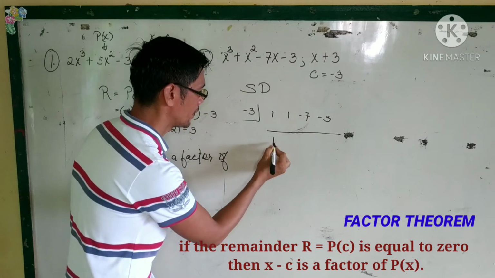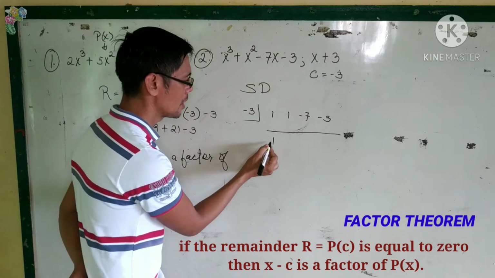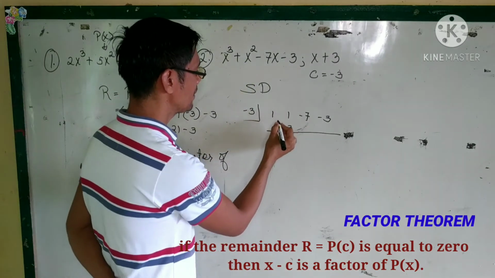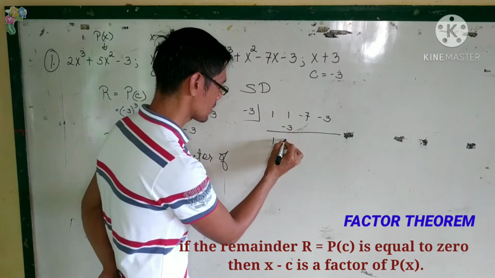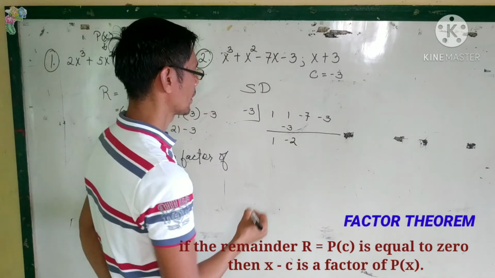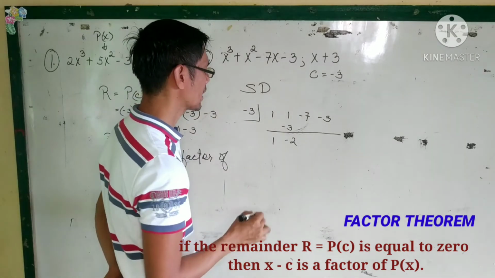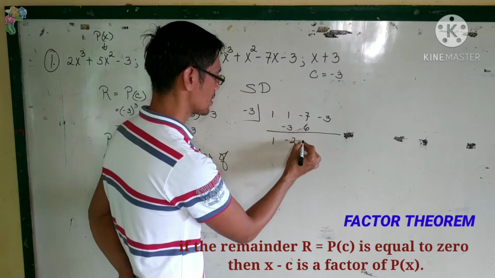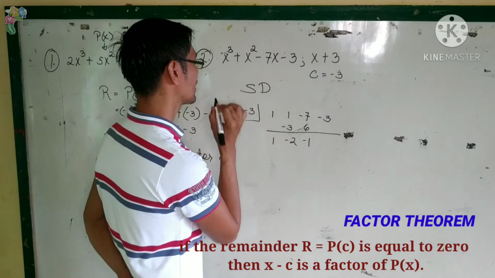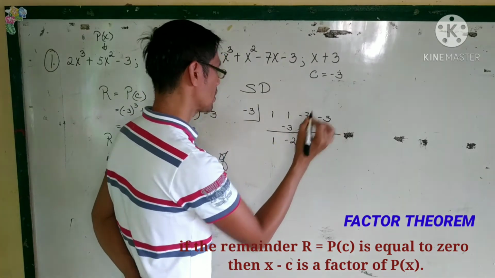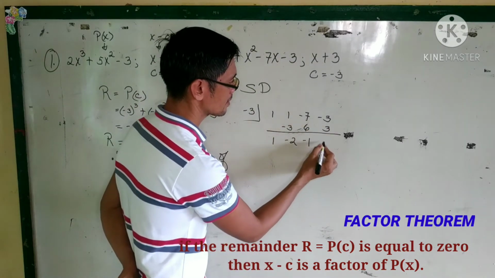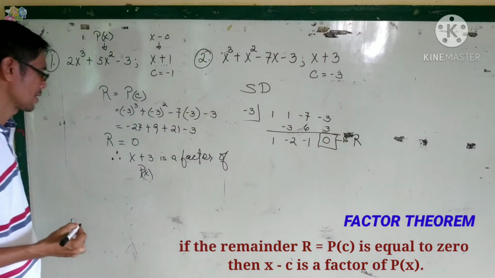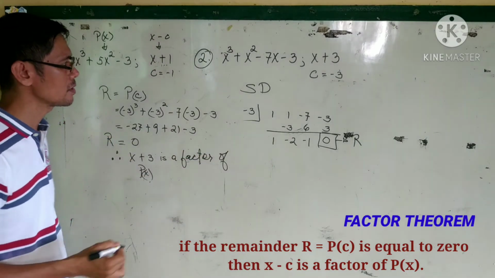So bring down 1. Then multiply it to our c, negative 3. 1 times negative 3, we have negative 3. Then 1 plus negative 3 or 1 minus 3 is negative 2. Then negative 2 times negative 3, that is positive 6. Negative 7 plus 6 is negative 1. Negative 1 times negative 3, we get positive 3 or simply 3. And negative 3 plus 3, we have 0. Did we get the same result? Yes. So r is equal to 0 or the remainder is equal to 0.